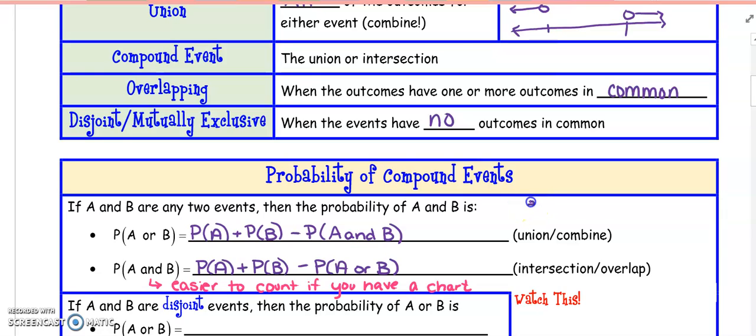So, for example, when I'm talking about the probability of A and the probability of B, say A was us pulling a 2, and B was us pulling a heart. If I was talking about A and B, well, I would have the 2 of hearts. If I was talking about A or B, I would have either any of the 2s or any of the hearts.